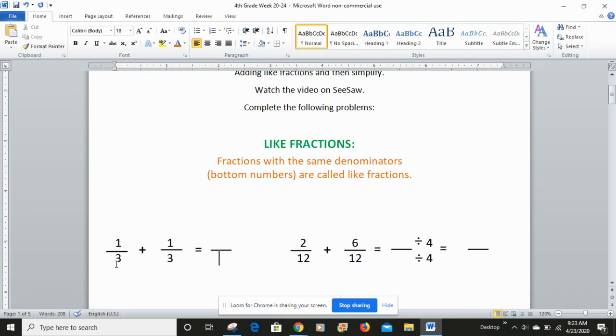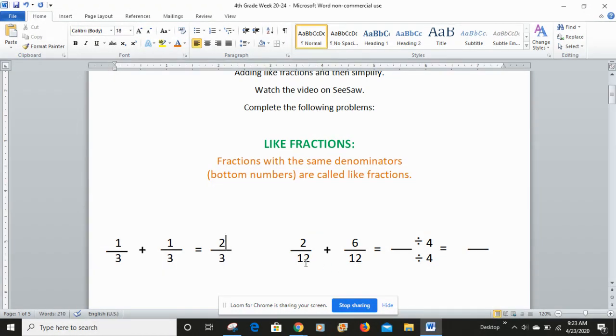We can look at this first one, 1/3 plus 1/3, and see that the bottom numbers, the denominators, are the same. So that tells us we can add them. And then all we do is add the top numbers, the numerators. So 1 plus 1 is 2. Simple as that.